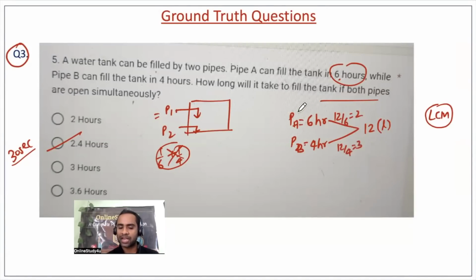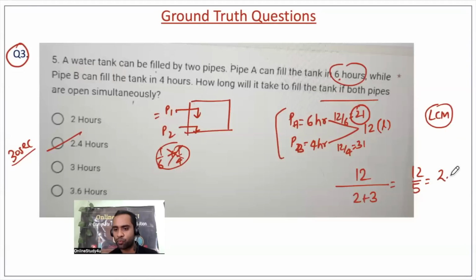Okay, now that means pipe A can fill 2 liters in 1 hour, and pipe B can fill 3 liters in 1 hour. Now total is 12 liters, and pipe A in 1 hour fills 2 liters, and pipe B in 1 hour 3 liters. So both together will be able to fill 5 liters. Total is 12. So 12 by 5, and it will be nothing but 2.4, right? 2.4. So this will become the answer.